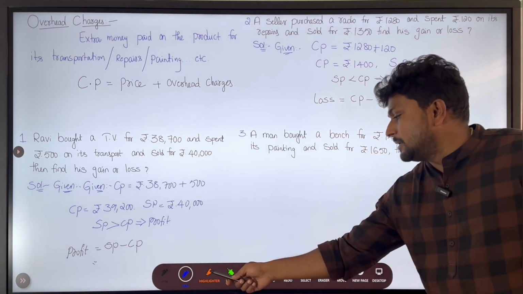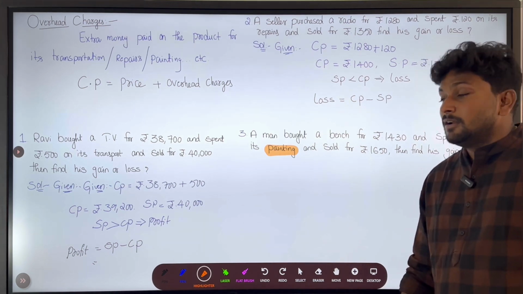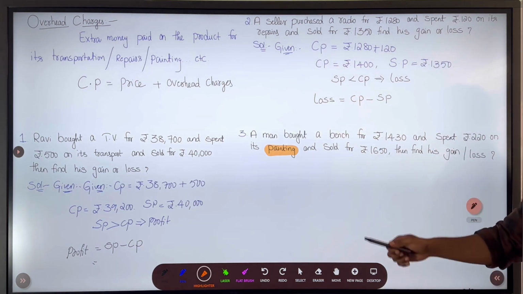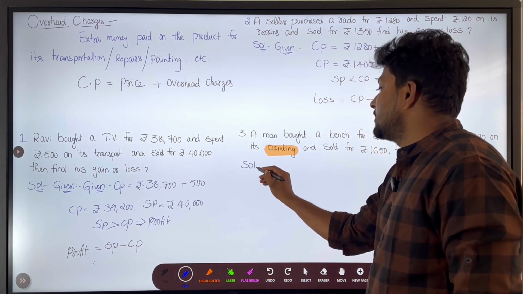So here we are having painting charges. How much are the painting charges here? We need to include those painting charges in the cost price. So overhead charges are here.